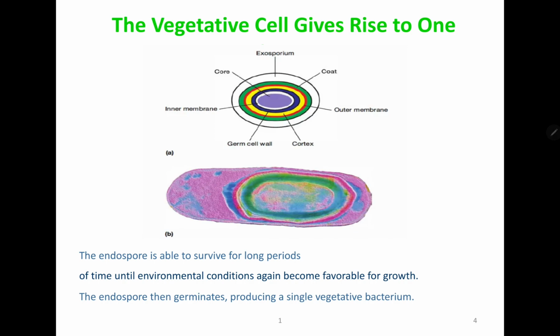This endospore makes bacteria survive for a long period of time until environmental conditions get favorable. Once the environmental condition gets favorable, the pH, the temperature, the exposure of radiation, availability of nutrients all will normalize. Again this endospore will germinate, and one vegetative bacteria, one normal bacteria, will develop.